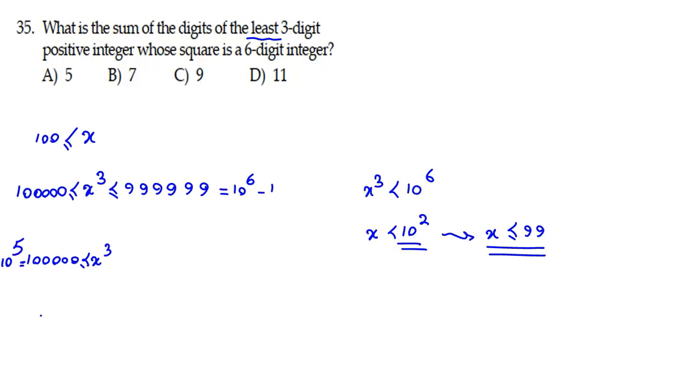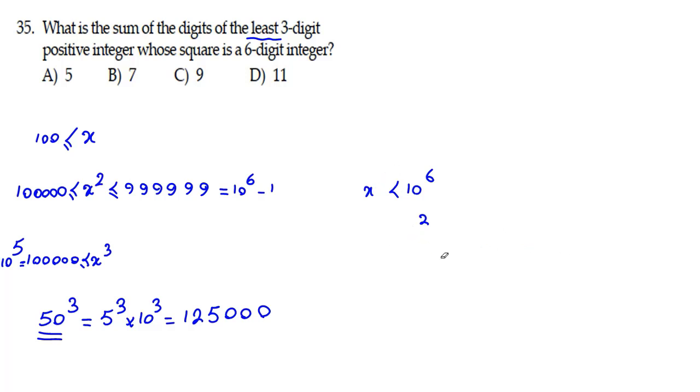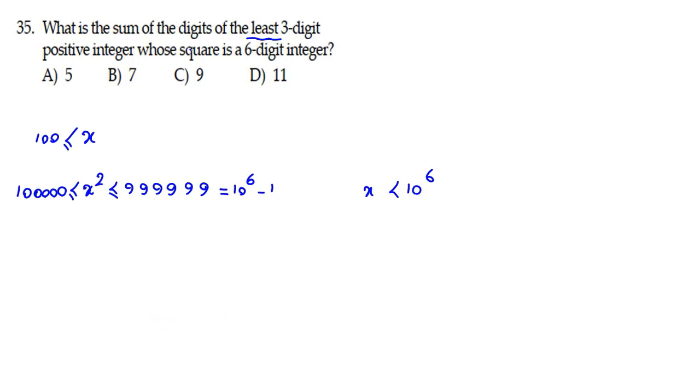So let's check some numbers. For example, we can use binary search. 50 cubed is 5 cubed times 10 cubed. It is 125,000. How many digits do we have? 1, 2, 3, 4, 5, 6. Okay, so 50 works. And, oh, sorry. It says whose square. So we should consider x squared. Sorry. So here, let me erase these things. So x squared is less than 10 to the 6, so we can conclude x is less than 10 cubed. So x is less than or equal to 999. Okay, so we should focus on this.